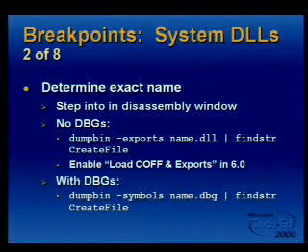ask it to dump out all the exported functions for that system DLL. I've got an example here of findstr CreateFile. You could substitute that with whichever system DLL function you're interested in. But if you are going to use the exports, if you haven't got debug information, you need to enable the load COFF exports checkbox in the 6.0 debugger options. If you have got symbols, it's nice and easy. You can dump from the symbols file itself, the DBG file, and find the name of the function.